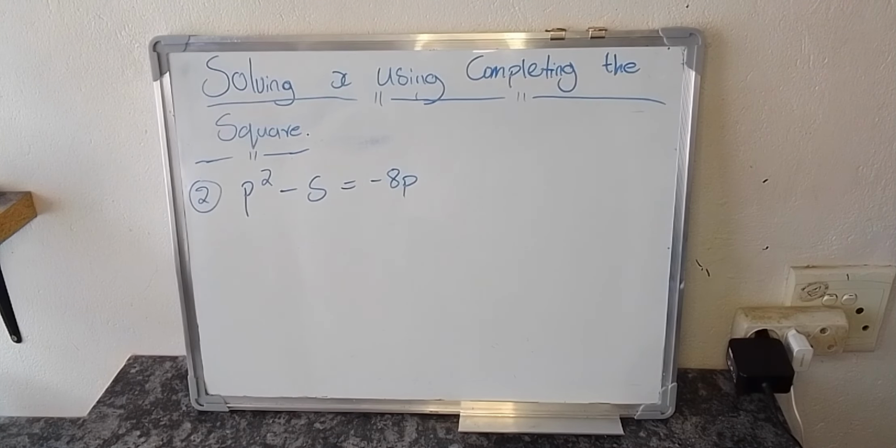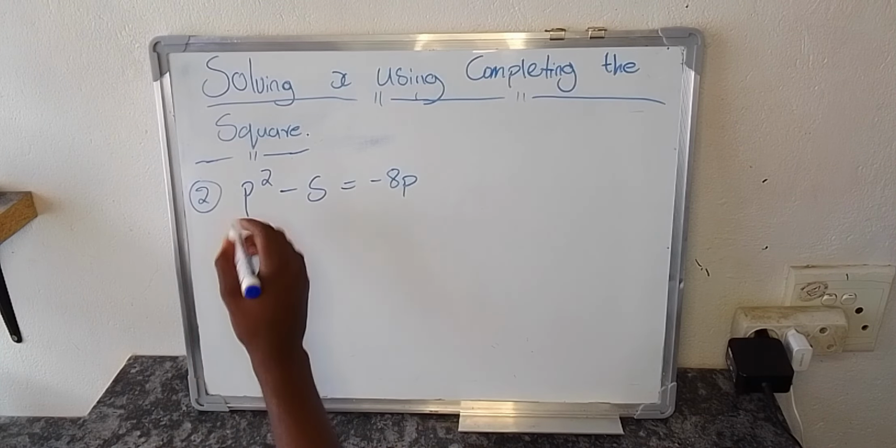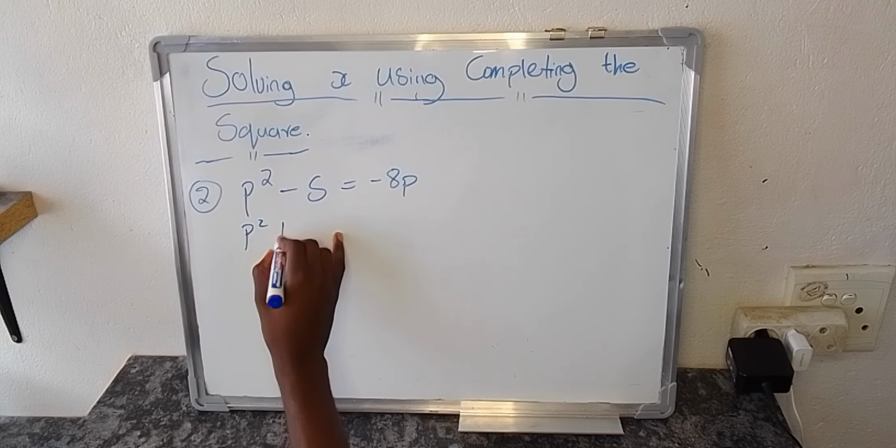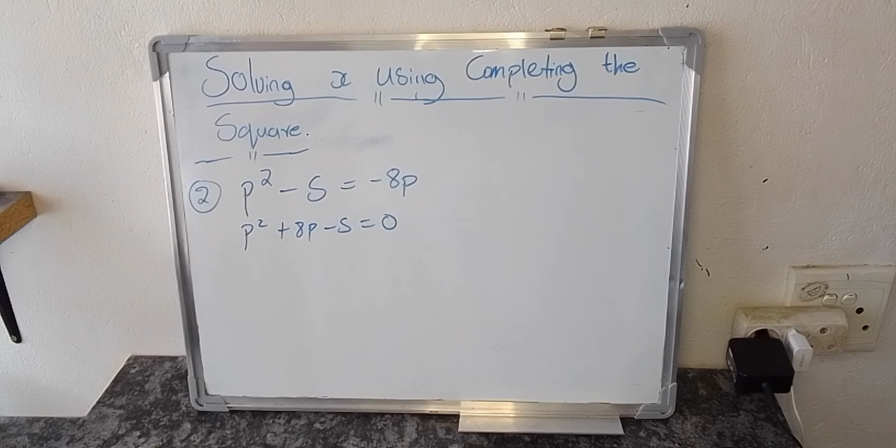Now let's jump to example 2. The first thing we have to do here is to write our equation in the standard form. And how are we going to make that? We are going to take this negative 8p to the left hand side, meaning we are going to have p squared plus 8p minus 5 is equal to 0. Now you can see that our equation is in the standard form.